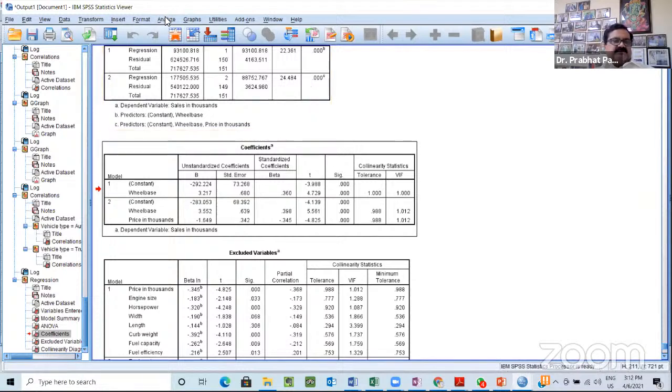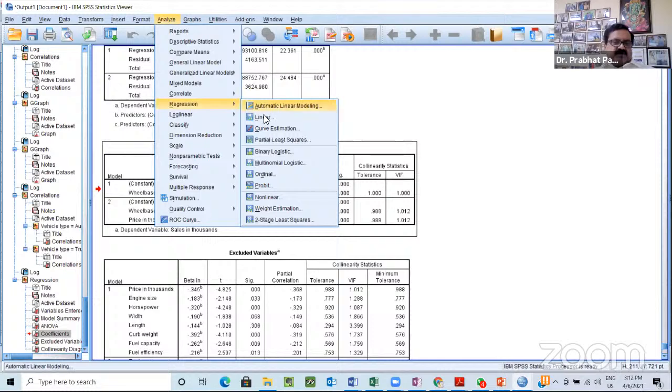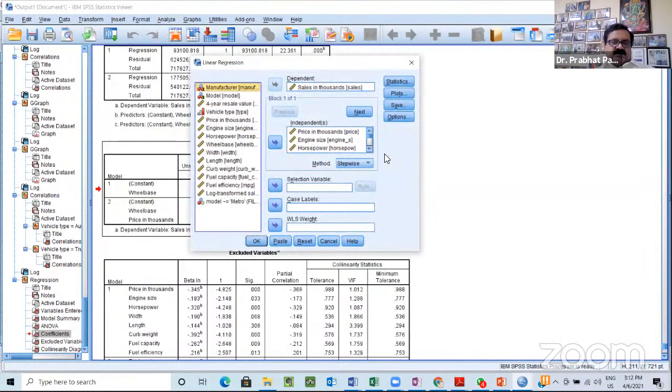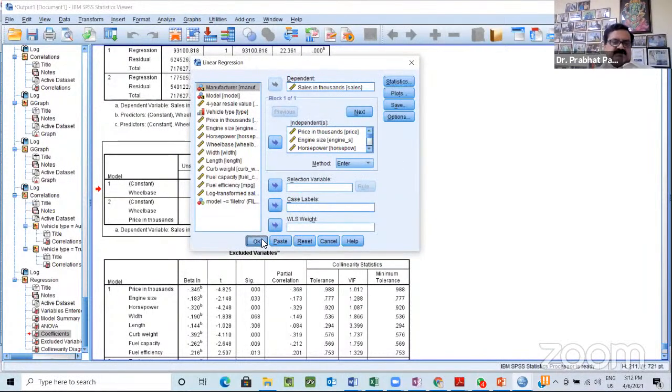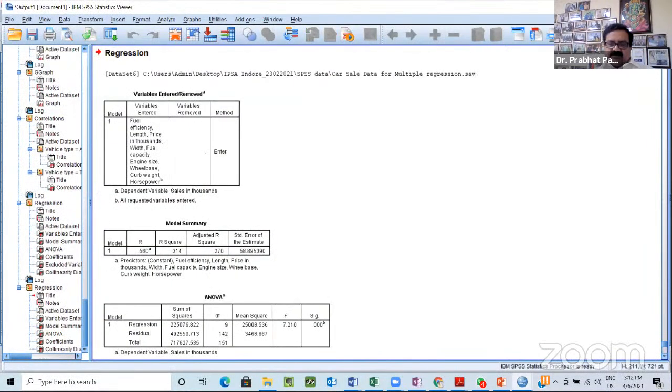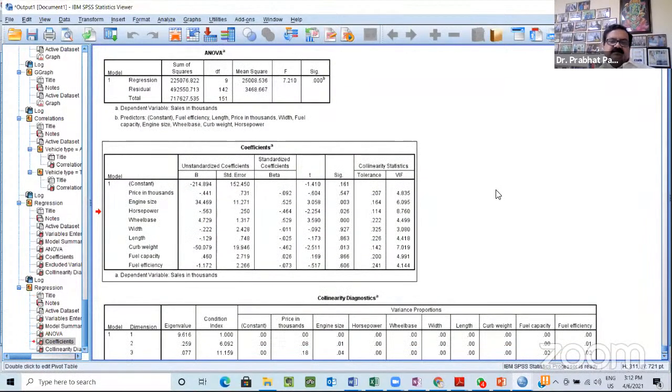If these 2 factors are picked up for analysis, I'll just give you a contrast. So let me go back again and do the simple regression, and then ask for the collinearity diagnostic. So this is your collinearity diagnostic in simple regression.